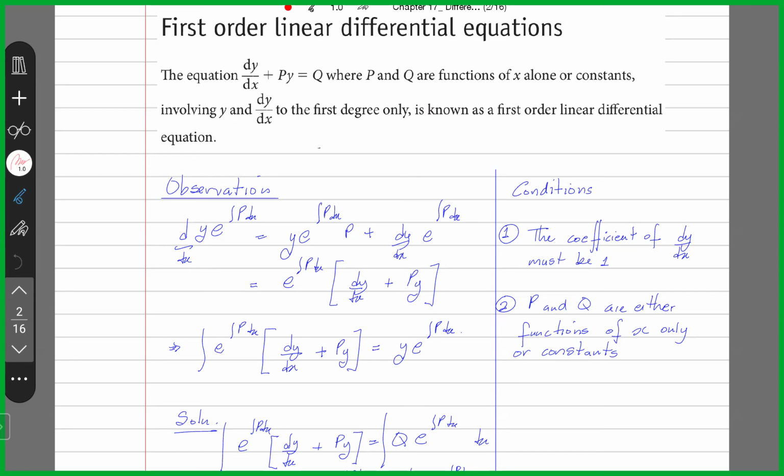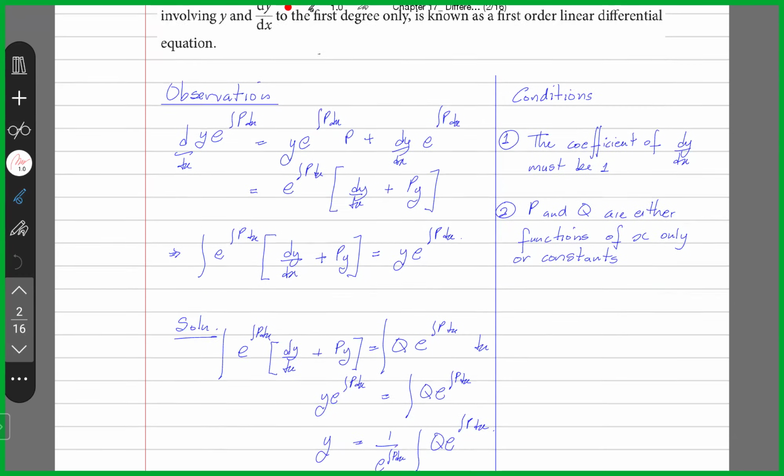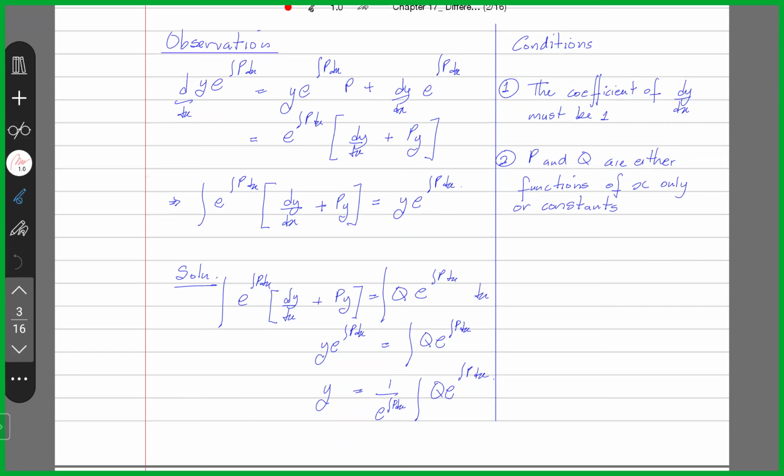So let me read that again. So the equation dy by dx plus py is equal to q, where p and q are functions of x alone or constants involving y and dy by dx to the first degree only is known as a first order linear differential equation. All right, let me go through the theory that allows them to come up with the solution for a differential equation of this form.